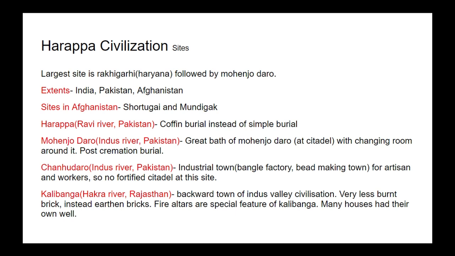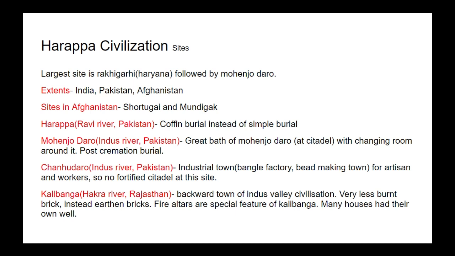At Mohenjo-daro along the Indus River in Pakistan, we found the Great Bath at the citadel, and around it we found changing rooms. At Mohenjo-daro, post-cremation burial was prevalent, and cremation was mainly used. Chanhudaro along the Indus River in Pakistan was an industrial town. We found a bangle factory and bead making factory. This site is for artisans and workers. It is the only site where we don't find any fortified citadel.